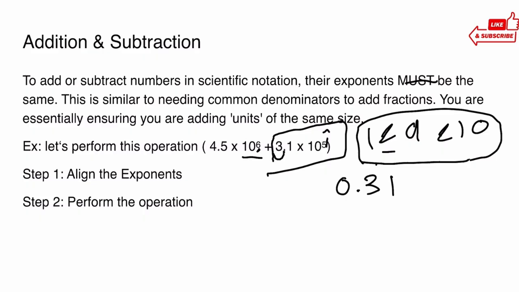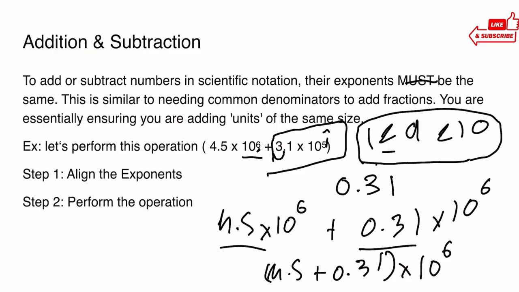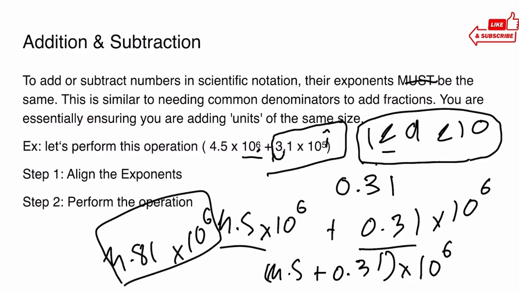So we now rewrite this expression as 4.5 times 10 to the 6 plus 0.31 times 10 to the 6. We're going to add up the coefficients together, so you have 4.5 plus 0.31, and then we simply multiply this by 10 to the 6. And 4.5 plus 0.31, that is 4.81, and then you have times 10 to the 6. And this right here is our final answer.